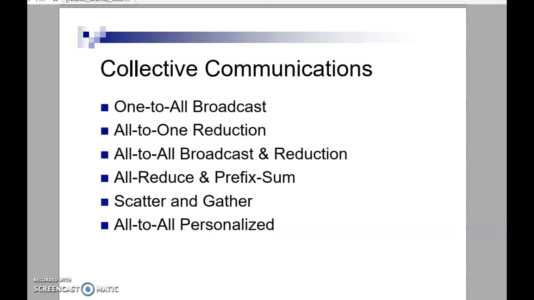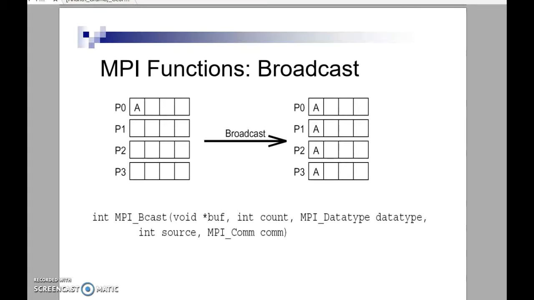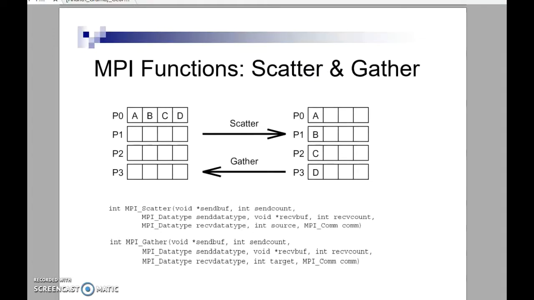Another function is collective communications, which is one instruction. There are several types of collective communication, one to all, all to one, and so on. We are going to go through them one by one. For example, the broadcast function allows one processor to broadcast a message to other processors. And then scatter and gather. Scatter means we want to scatter the message. Let's say we have P0 here with messages A, B, C, and D, and it will scatter the messages to all the processors. And the gather function gathers all the information into one processor.